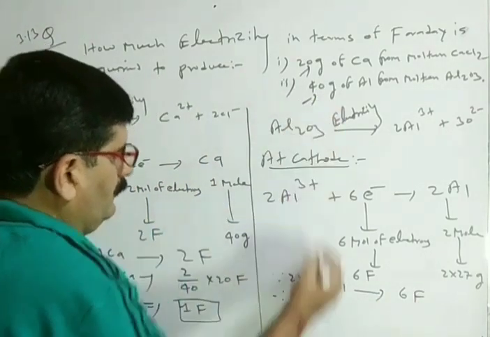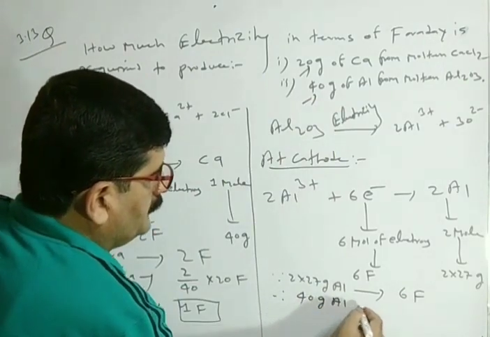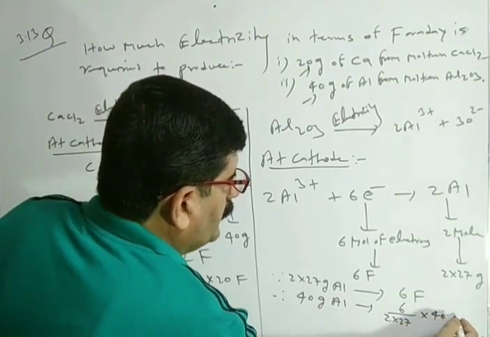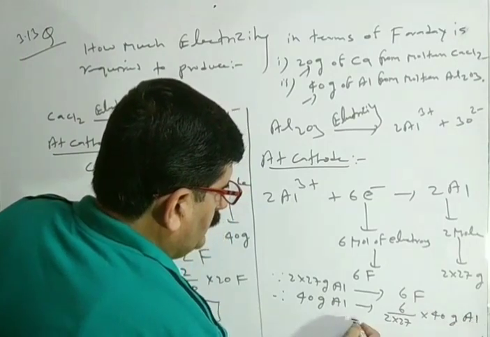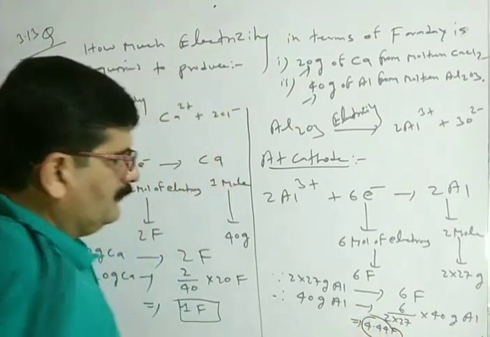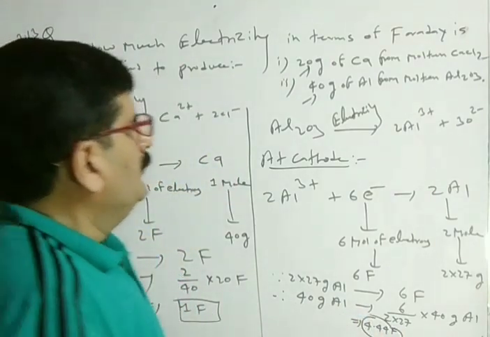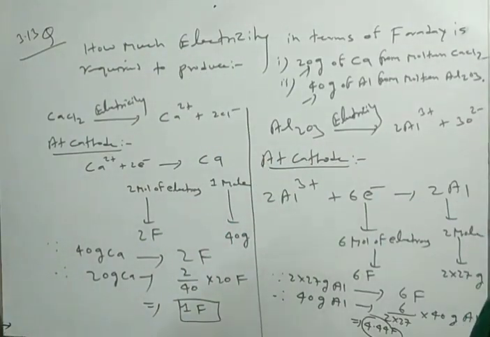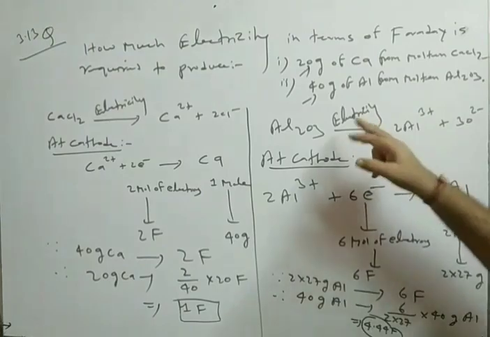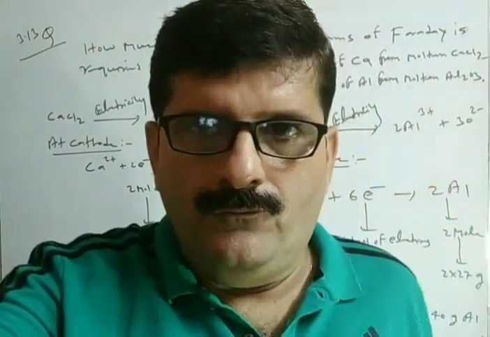Therefore, according to the question, 40 gram aluminum is obtained from 6 by 2 into 27 into 40, that is 4.44 Faraday. So if 4.44 Faraday of electricity in terms of charge is supplied, then molten Al2O3 is converted into aluminum, and the weight of aluminum is equal to what? 40 gram. Our next NCERT problem, 3.15.